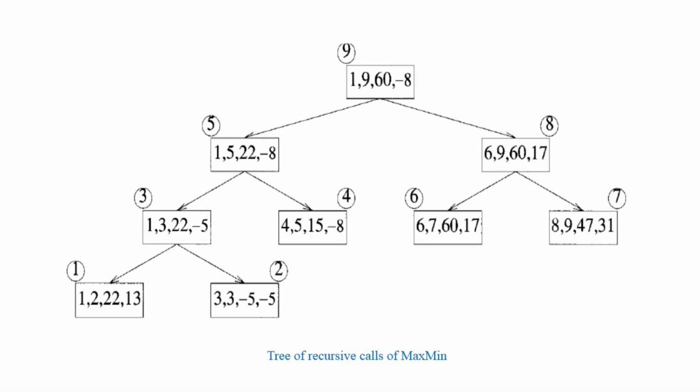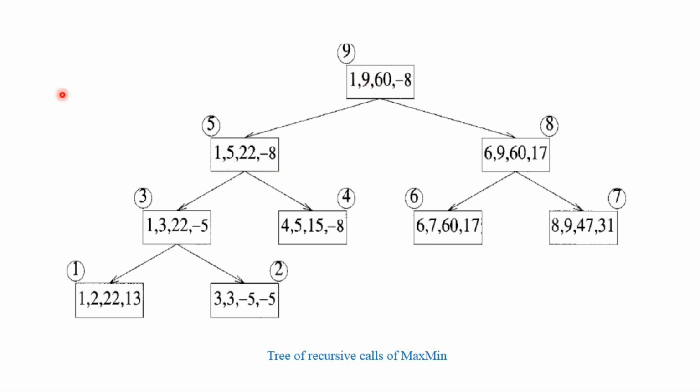Now let us see how to build the recursive tree. So we are going to start with initial value of 1 and n is nothing but 9. In this entire list, the largest value is 60 and the least value is minus 8. Now when a call is made in order to find the max and min for the entire set, we have to divide into sub problems because n is larger than 2.